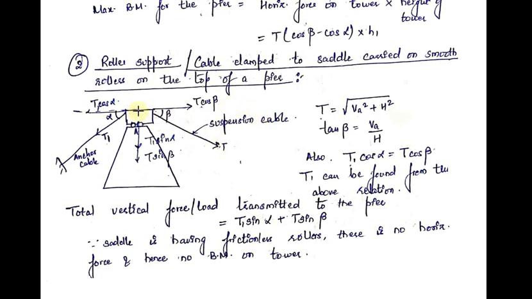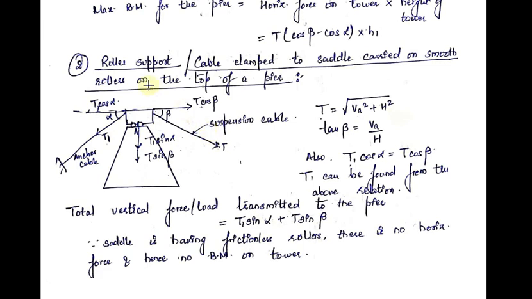See, suppose the cable is not clamped at the top and it is simply supported over the saddle. Then whatever be the amount of tension produced in the suspension cable, the same amount of tension would have been produced in the anchor cable. But since it is clamped at this saddle, a different amount of tension will be produced in the anchor cable and the suspension cable.